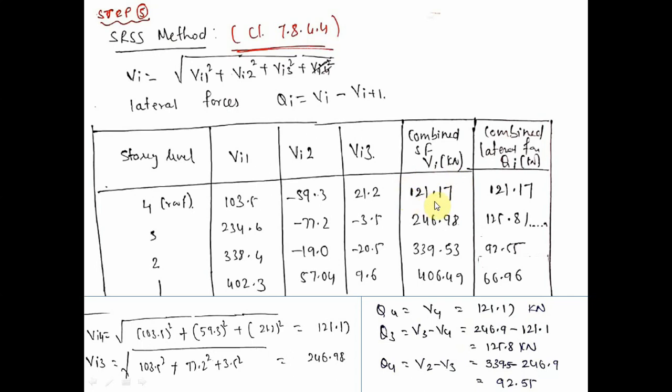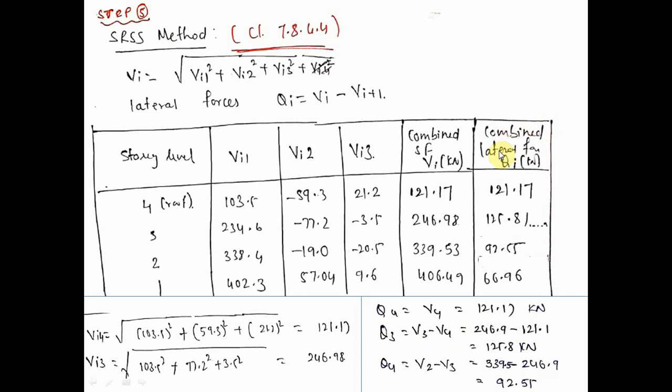So this indicates the total combined shear force for all three modes together. Another calculation I have shown here for floor 3. Here these values. So this should be 234, not 103. 234.6 squared plus 77.2 squared plus 3.5 squared, 246.98. So you get the combined shear force values.